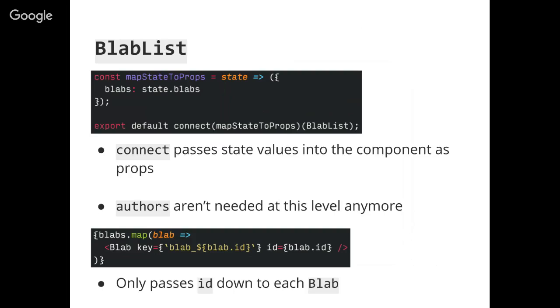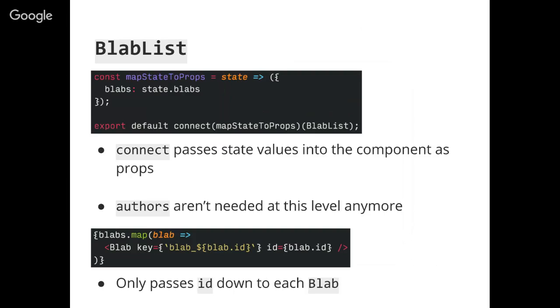Blab list has a new little decorator around it called connect. This comes from that React Redux library. Instead of just exporting the blab list from the blab list file, we're now connecting it to this little connector function called mapStateToProps that takes the state of the entire application and slices it up into specific state values that this component needs, specifically in this case, the list of blabs. We don't need authors at this level because all we're really doing is using the list of blabs to map them out, just one after another.